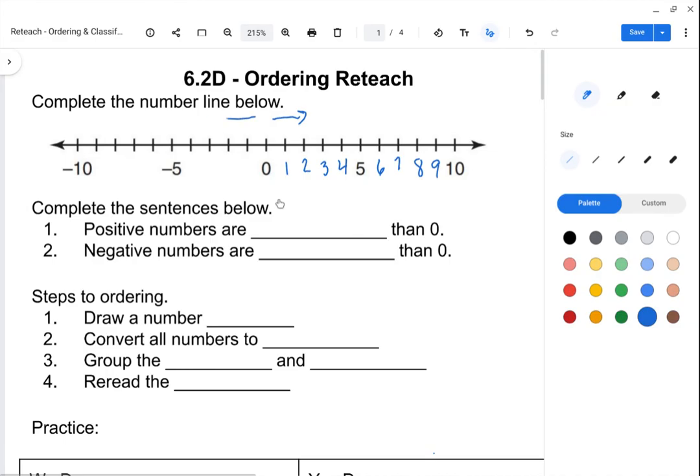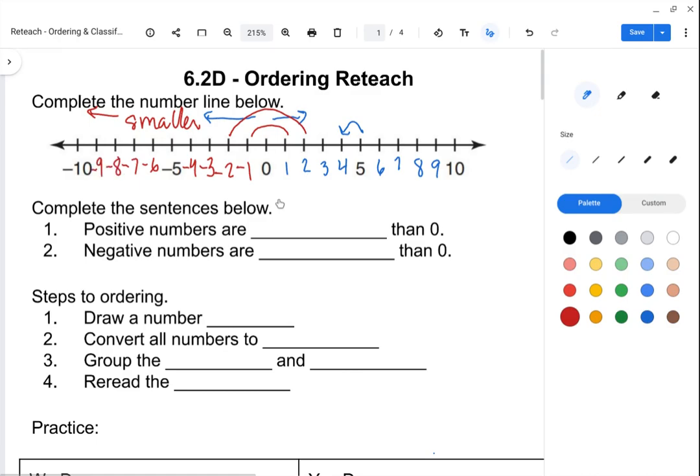When you're moving to the left, numbers always get smaller. So when I'm moving from 5 to 4, the numbers get smaller. So our negatives are always the opposite of a positive. So they're the same distance from 0. So the opposite of 1 would be -1. The opposite of 2 would be -2. As we move this direction, it's getting smaller as you go to the left. So then we have -3, -4, -5, -6, -7, -8, -9.